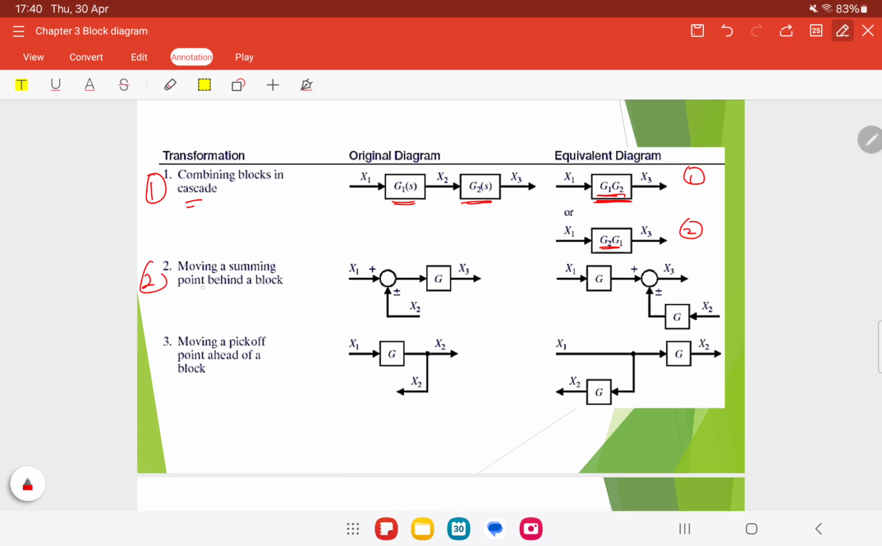The second is moving the summing point behind a block. This one we call the summing point. If we want to move this summing point to this point, we have to add a block, the same as the one we jumped over. And remember, adding this will represent the same here. Then if we want to move a pick-off point, this one we call a pick-off point because it has no circle. If it has a circle like before, we call it a summing point. This is a pick-off point or a node. Now we want to move it forward, we have to multiply by G. So we have to add this G.